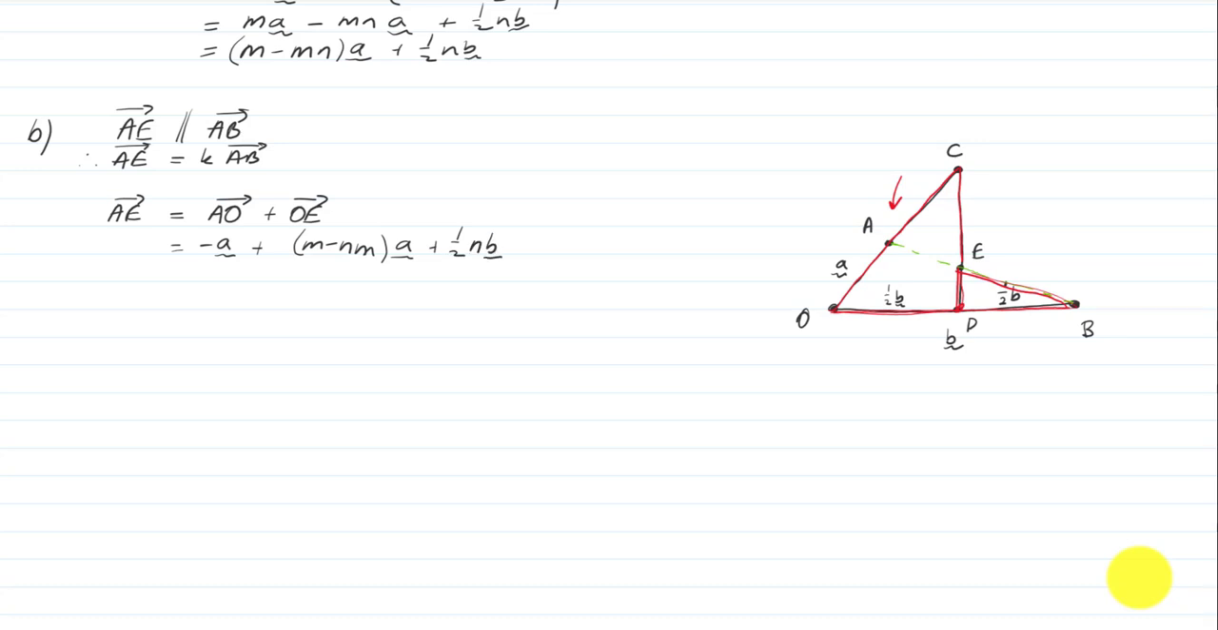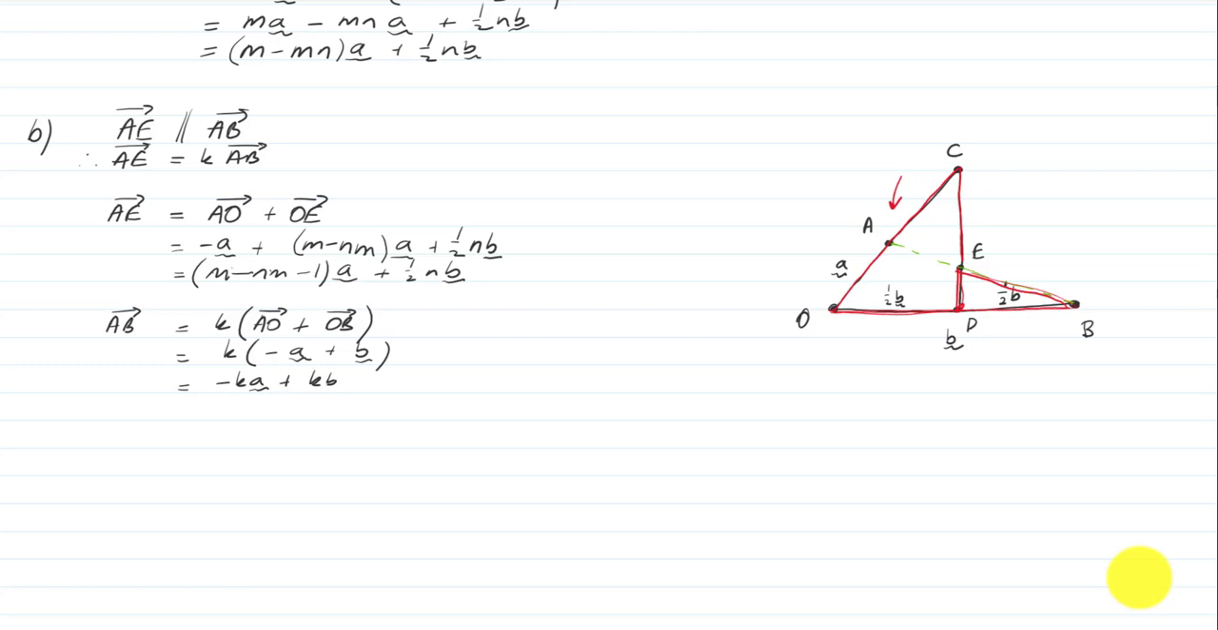Okay, so we've got that information. Now I'm going to factorise that AN. That's equal to M minus NM minus 1 A plus half NB. And we know that's equal to K times AB. So now I'm going to use that K times AB and recognise that AB is equal to K times, how do we get from A to B? We go AO plus OB, and so that's equal to K times negative A plus B, negative K A plus KB.